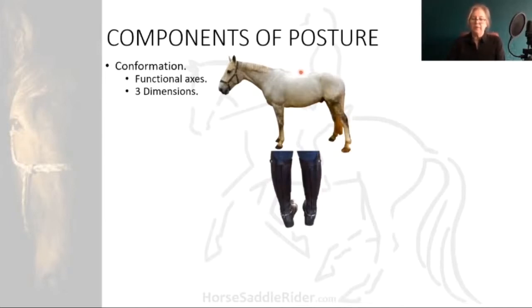There is this dimension as well, looking down onto the horse here, which is the horizontal plane and where we see rotational asymmetry. And very often this is overlooked. It's because we cannot see it readily.